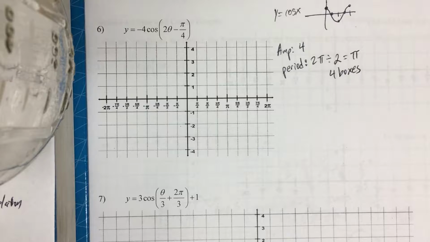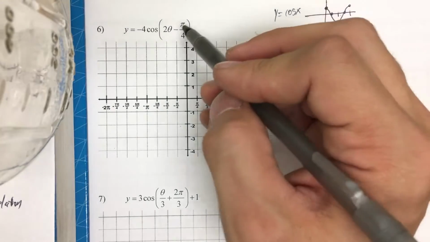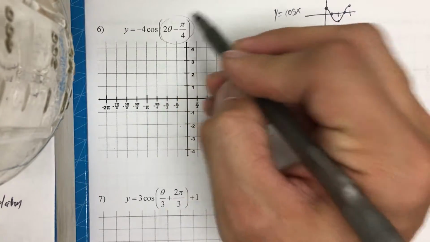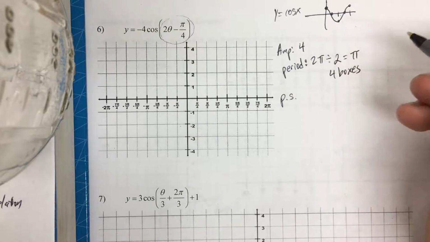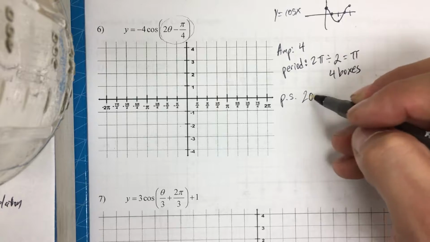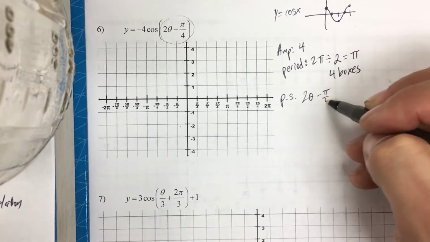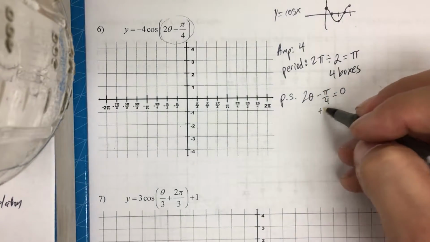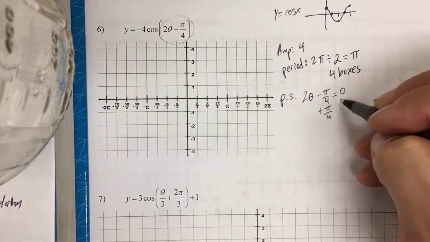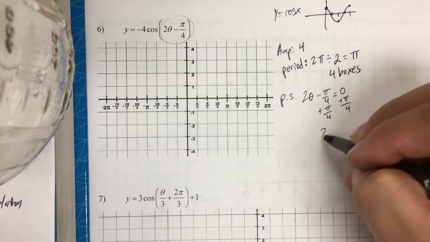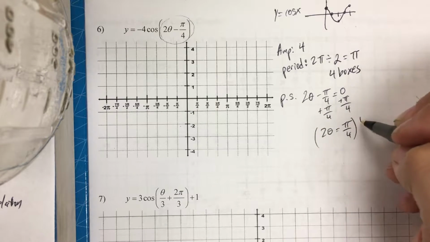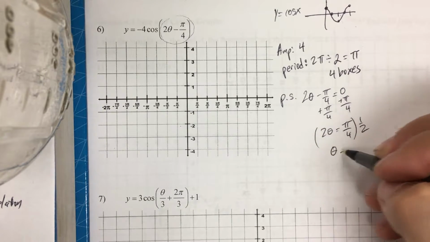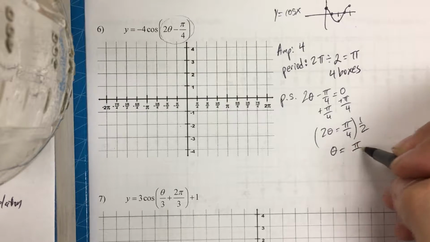Now we need to find the phase shift. So what is our starting point? Phase shift represents our starting point, and we're going to set that equal to 0. So for our PS, which is actually our SP, starting point, we'll do 2 theta minus pi over 4, set it equal to 0, and add pi over 4 to both sides. We'll get 2 theta is equal to pi over 4. We'll multiply everything by 1/2, and we'll get our starting point is pi over 8.